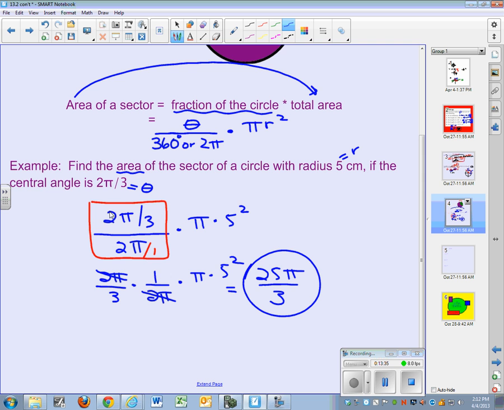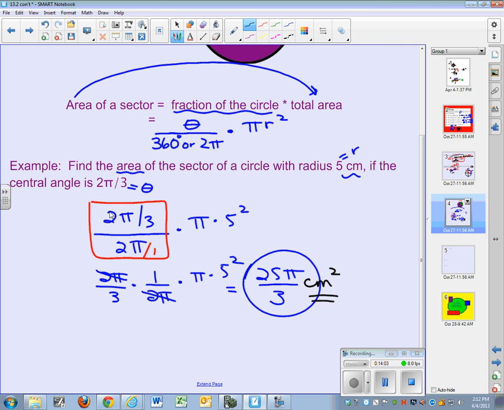Okay, don't forget about units, though. We're talking area. And we have measurements in centimeters. So how should I give my units? Centimeters squared, exactly. Area is always going to be squared. And arc length is always just going to be that unit. So it would be centimeters in the previous problem. Questions on that one?